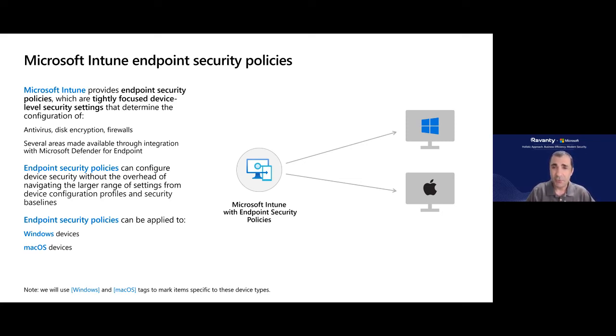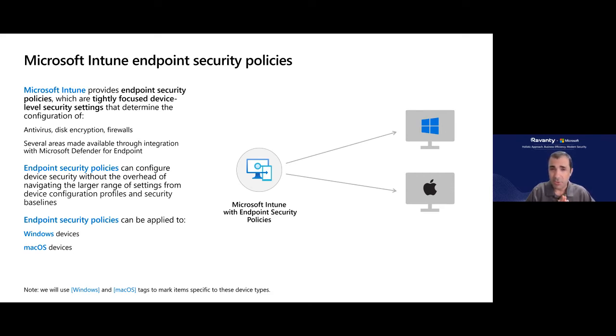Now, instead of doing that and having little different settings for each of these configurations, you can enforce endpoint security policies, which brings you a device level security settings package. And this policy only contains security settings. So things for disk encryption, BitLocker encryption.